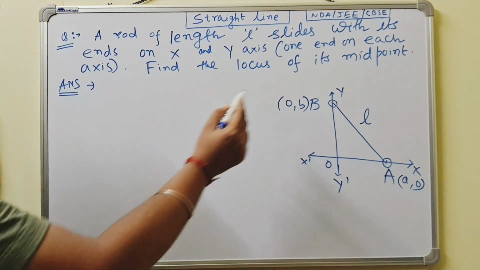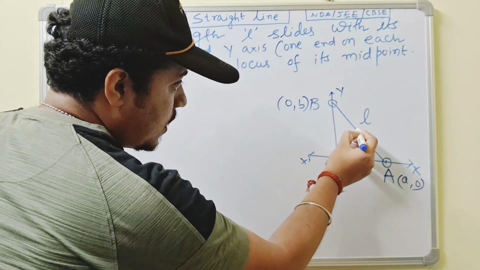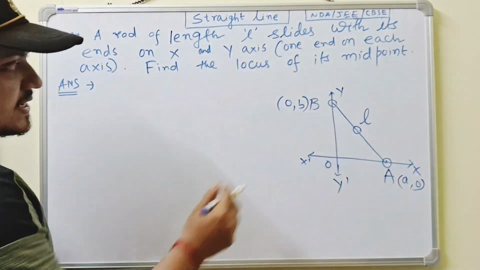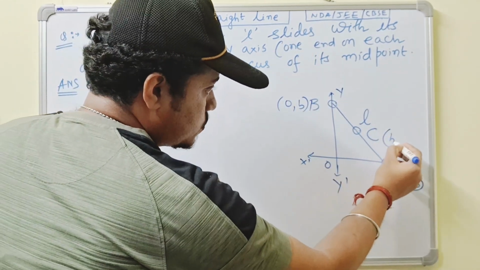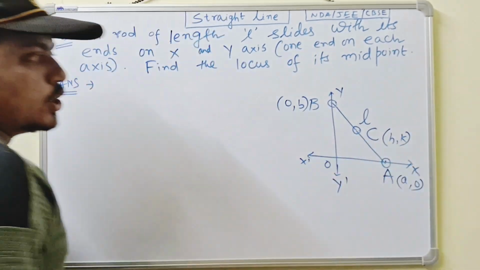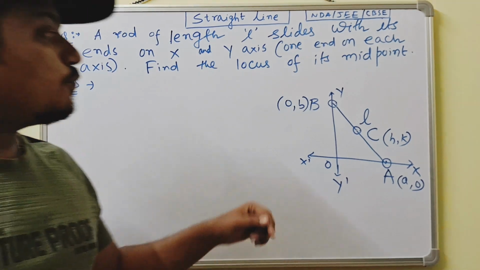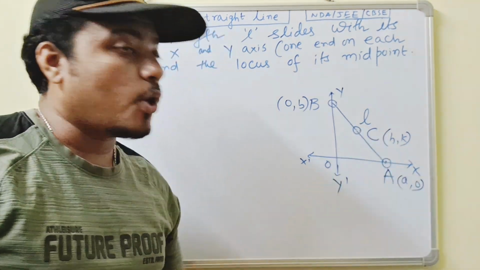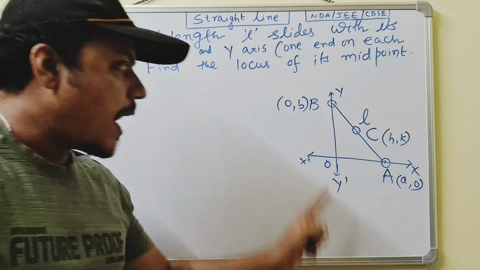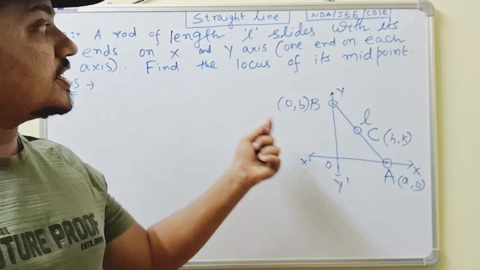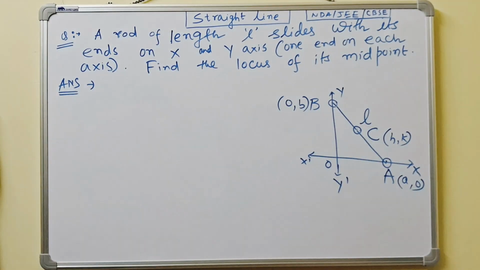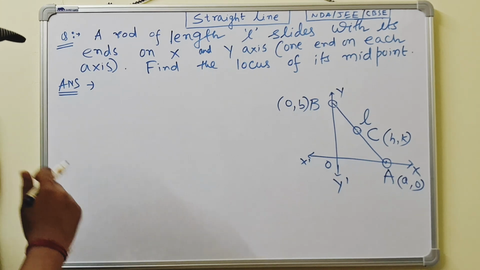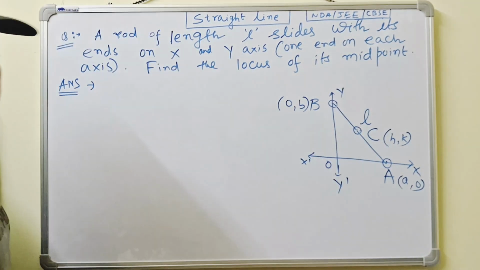Now come to the midpoint. Take the midpoint as C, with coordinates h comma k. Now your job is to find the locus of that midpoint (h, k). That means you have to find the equation for that midpoint using this condition. Okay, so let's see now. C is your midpoint.